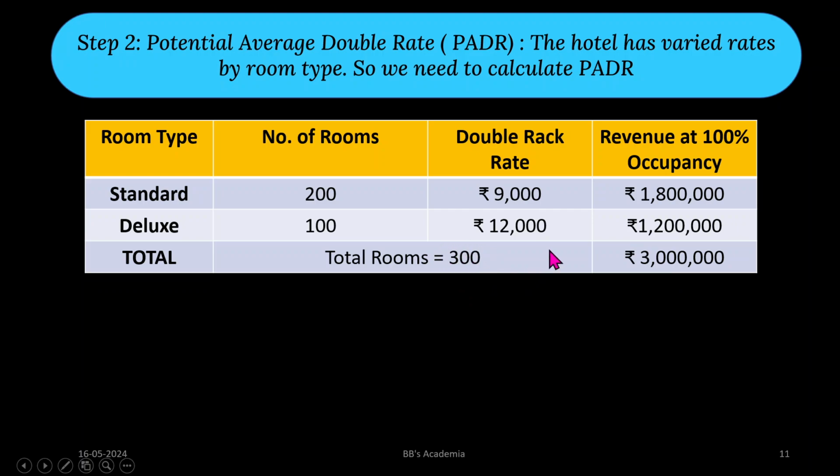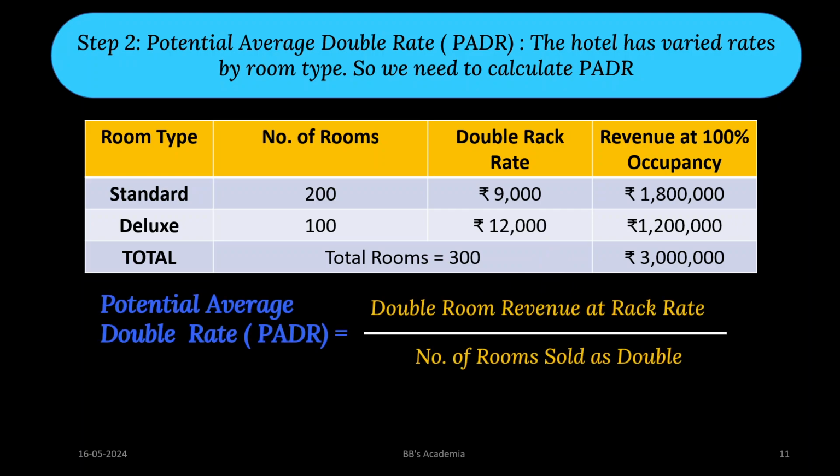Now you are going to calculate PADR, that is potential average double rate, and it is calculated as double room revenue at rack rate divided by number of rooms sold as double. So all the criteria are fulfilled out here. Now if you simply do the mathematical calculation, this total amount divided by total rooms, ultimately what you get is rupees 10,000, in this case your PADR. I believe it is also very clear in your mind how to calculate that. Let's proceed to the next.